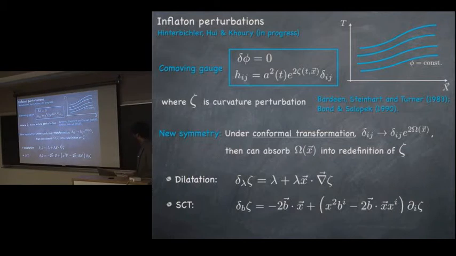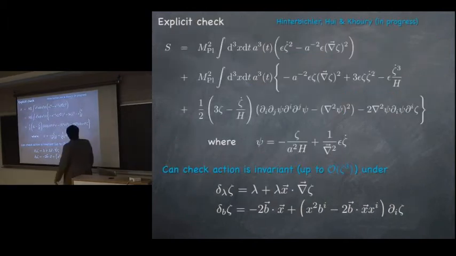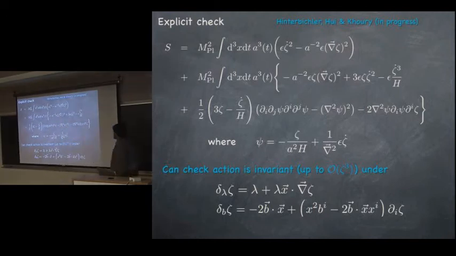Now, forget about these arguments. You can just say, this is my proposed symmetry. Here's the action for zeta. It's been computed by Maldacena in particular, this cubic action. This is the quadratic action. It's a mess. But you can go ahead and check that if you perform these transformations on zeta, it's a symmetry of the action. So you can stop arguing with yourself. Unambiguously, it's an invariance.